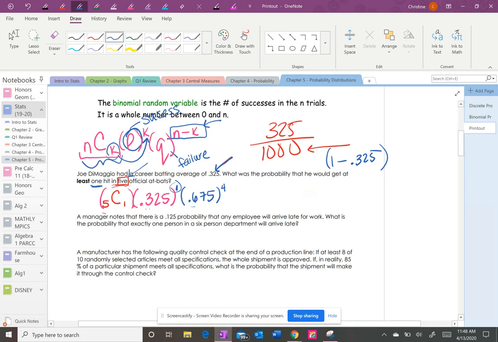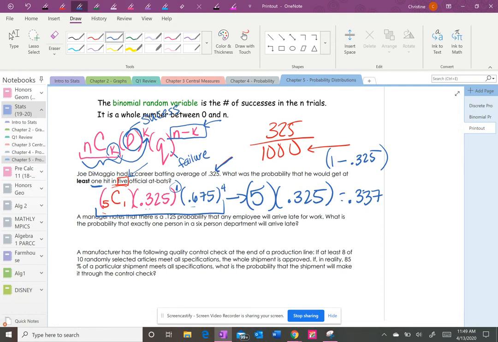So if you want to put this entire thing in the calculator, you can. This is just going to be 3, 2, 5. You can put this entire thing in the graphing calculator if you want to. I just am going to do it this way, so it's a little bit easier. Okay, that's a very big number, so I'm just going to multiply this all out. And you get 0.337. So there's about a 33.7% chance that if he got up to bat 5 times, one of the times he would get a hit.